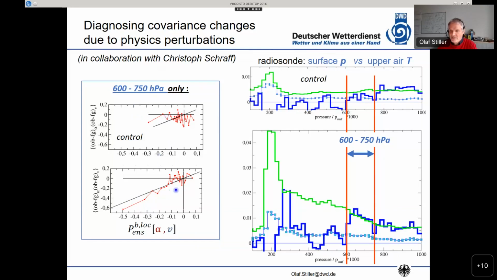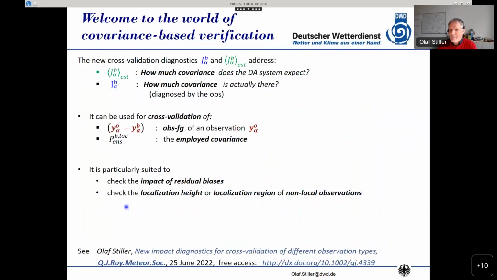And the good news is that for these large covariances offered by the ensemble here, the observations agree with this. So this showed that Christoph had been concerned whether the perturbations could do harm to the covariances. For most cases, which I have not shown, they didn't do much, but here they even showed, I would say, quite clear improvement.